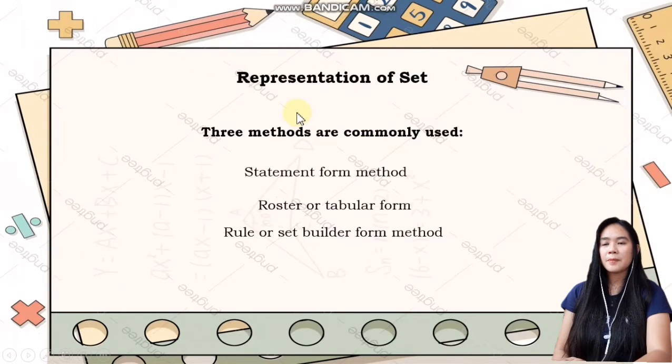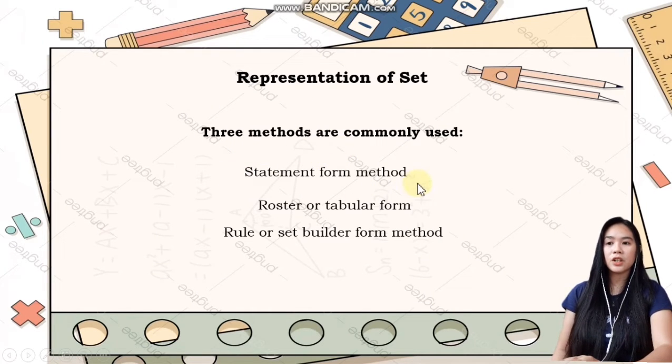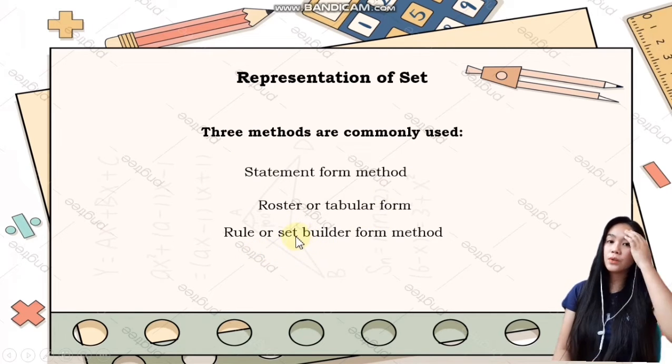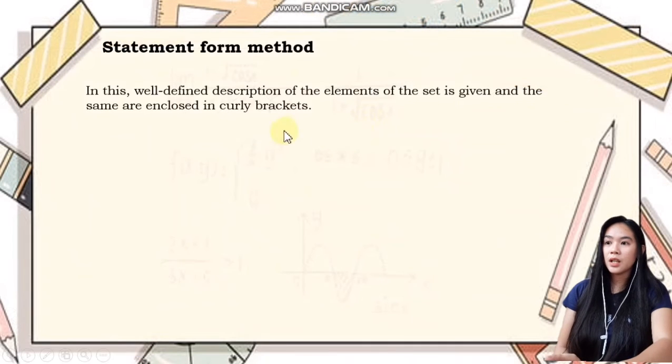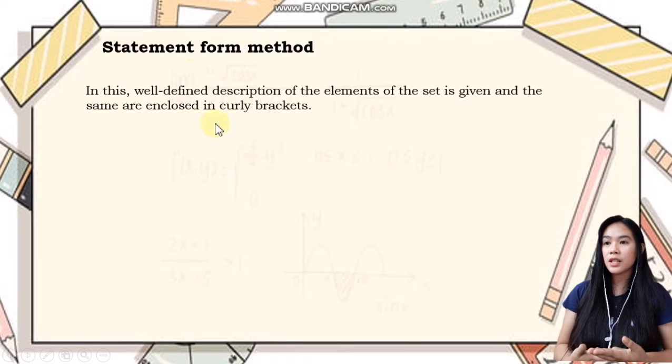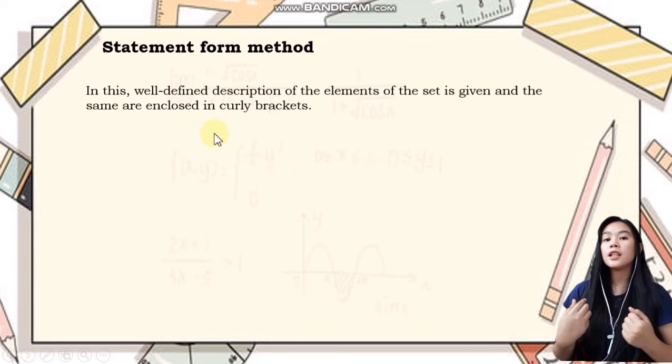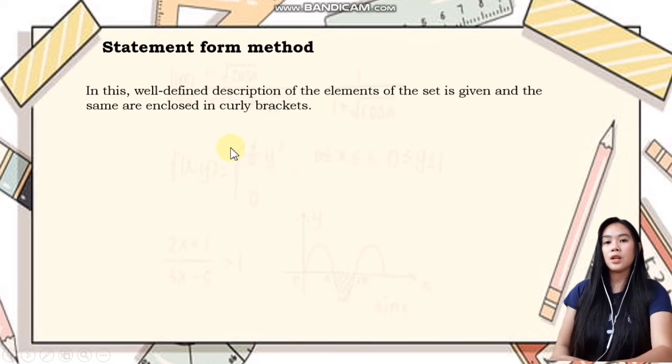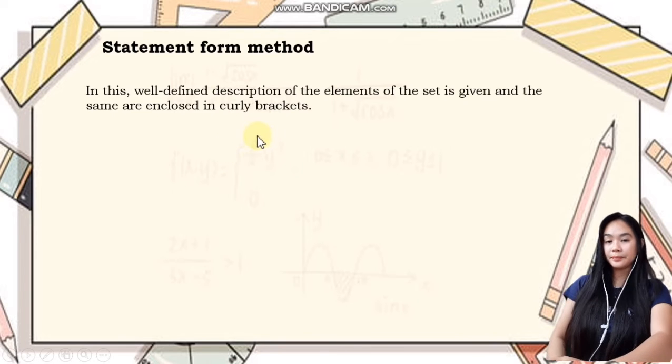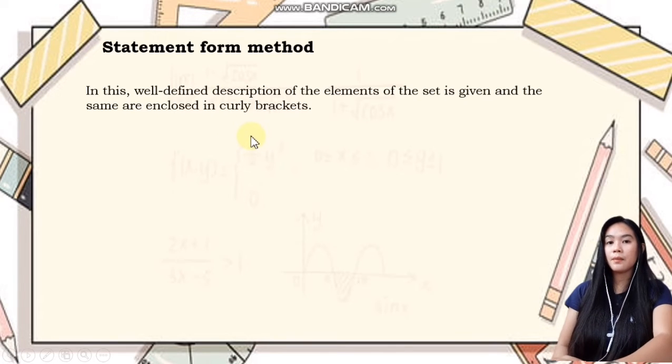So, let's proceed to the representation of set. There are three methods commonly used, which are the statement form method, roster or tabular form, and rule or set builder form method. So, what is statement form method? In this, a well-defined description of all elements of the set is given and the same are enclosed in curly brackets. So, yung ating elements daw is naka-enclose sa ating curly bracket.